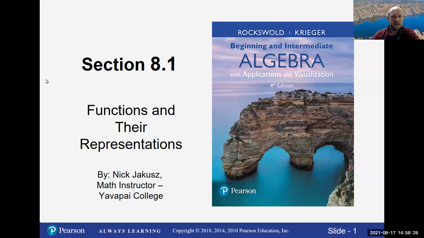Welcome to section 8.1 and chapter 8. We are going to start functions today. It's a whole new chapter. Basically today our goal is to introduce functions and just talk about some of the background of them. So let's get started.